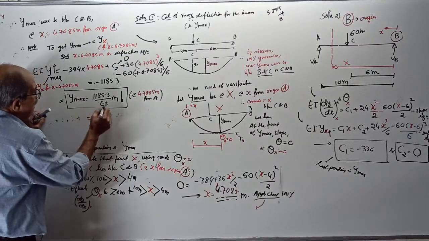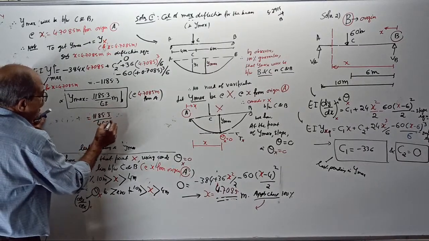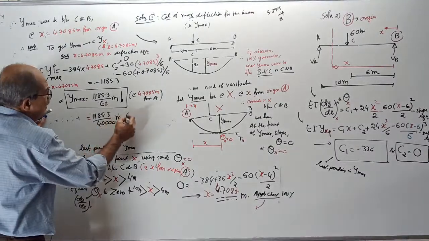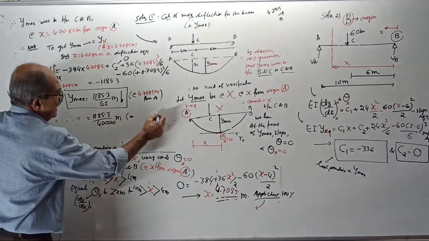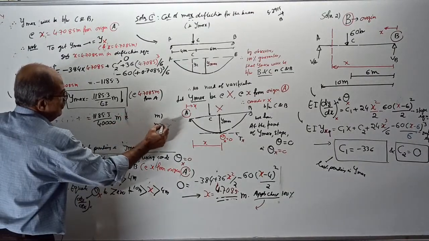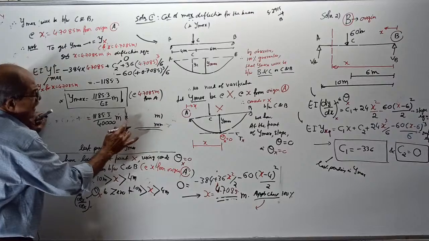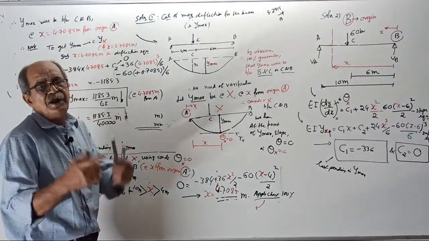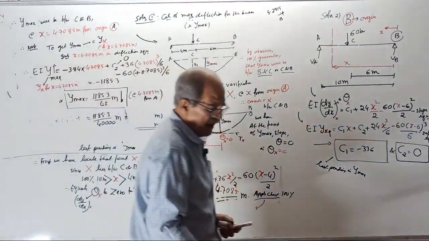1185.3 by EI is 40,000, this much meter. Convert to millimeter? Okay, not required. Why? Tell the answer in millimeter. This also you know it. Tell the answer in millimeter. That already I told you earlier.